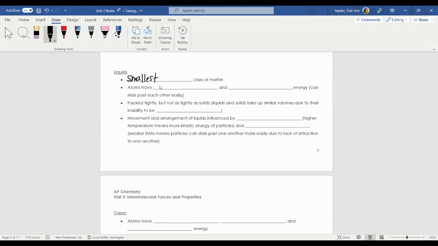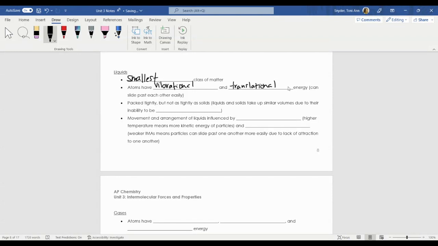And atoms in the liquid phase of matter have vibrational energy, and they also have translational energy. Translational energy means that the particles can slide past one another very easily, which is why they take the shape of the container they're in. Depending on whatever type of container you have a liquid sample in, it takes the shape of that container.